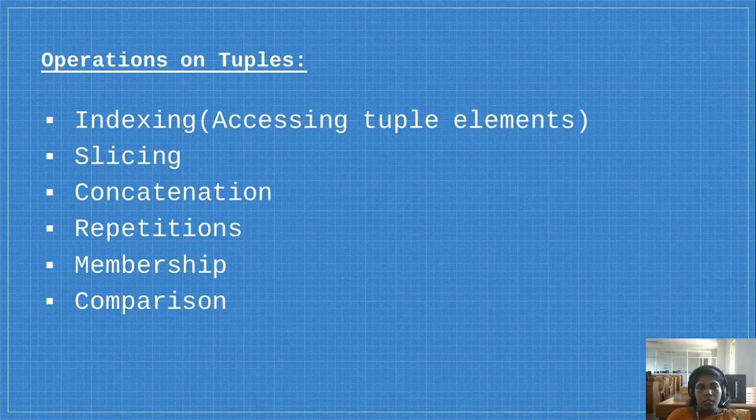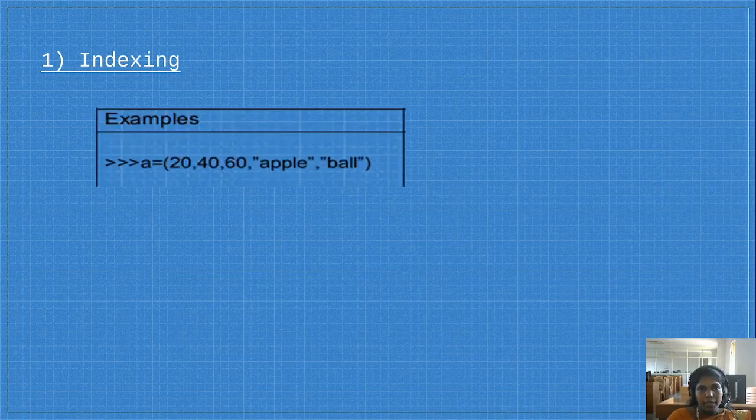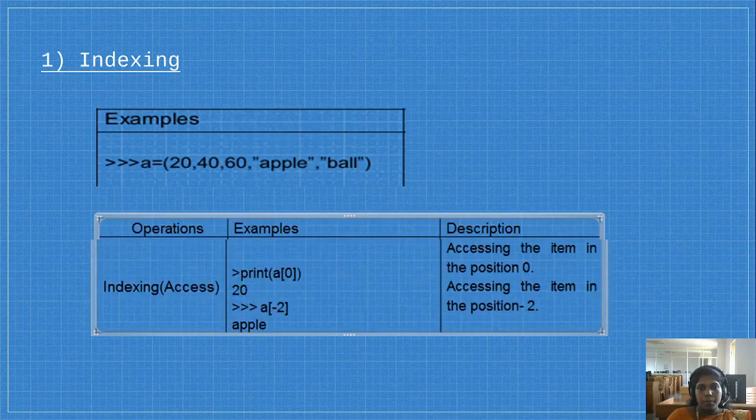Operations on tuples. These are some of the operations we can do with tuples: indexing, slicing, concatenation, repetition, membership and comparison. First one is indexing, accessing tuple elements. As already told, all the tuple elements are ordered, so they have an index number. For example, if you have one tuple A with some integer numbers, then some strings, and I want to get a particular element, for example the first element, I will use the index number 0. And for the second element I will use the index number 1.